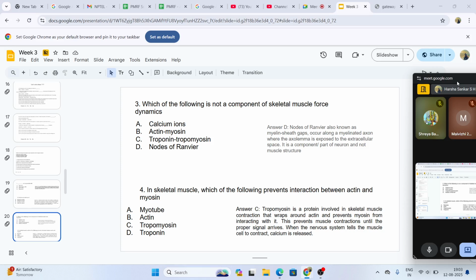When the nervous system tells the muscle cells to contract, calcium is released from the sarcoplasmic reticulum. It will bind to troponin C. As a result, the active site becomes visible and myosin can form the crossbridge. So please keep this process in order in mind. Okay.